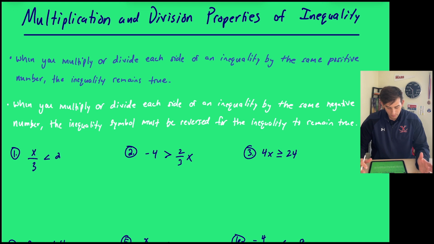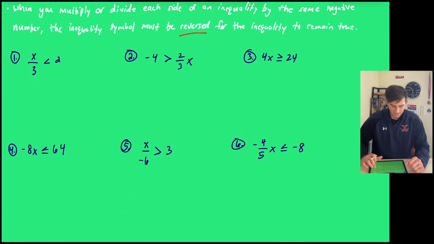So the blue bullet point is essentially the same. When we multiply or divide each side of an inequality by the same positive number, the inequality remains true. So that's basically just telling us we can do the inverse operation in order to isolate our variable. Now, the second bullet point says when we multiply or divide each side of an inequality by the same negative number, the inequality symbol must be reversed for the inequality to remain true. So that's the big thing with multiplying and dividing with inequalities. If you multiply or divide by a negative number, you must reverse the inequality symbol in order for the inequality to remain true, okay? So we got 6 examples here.